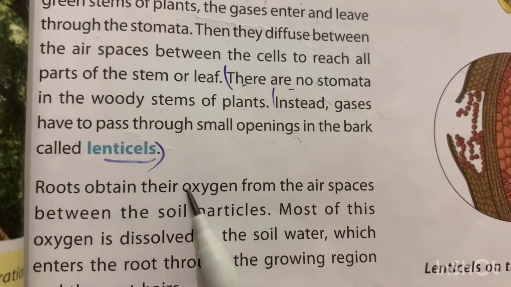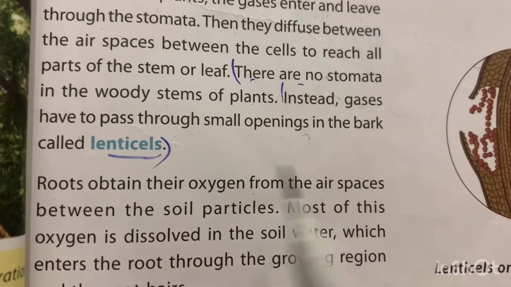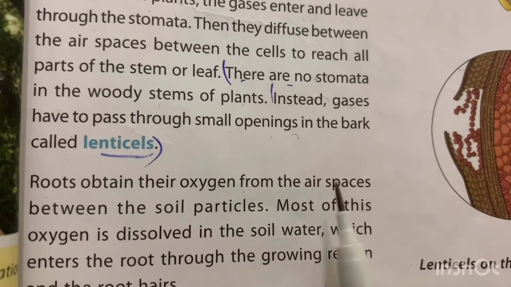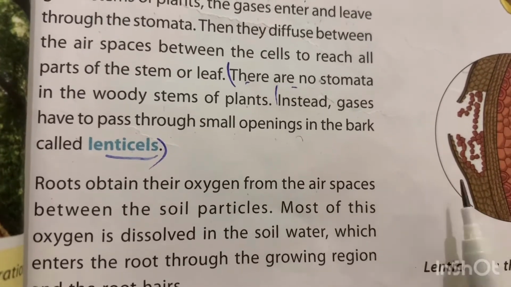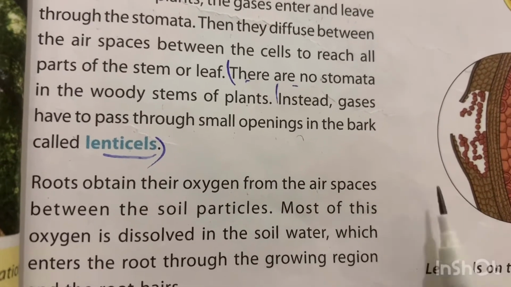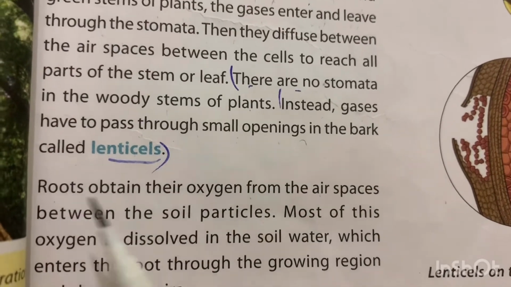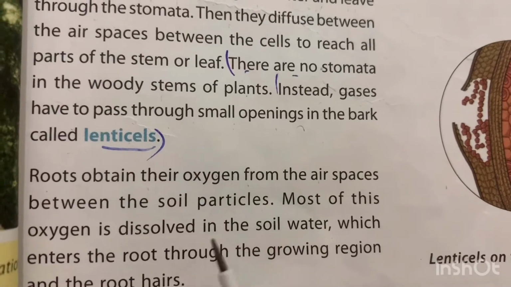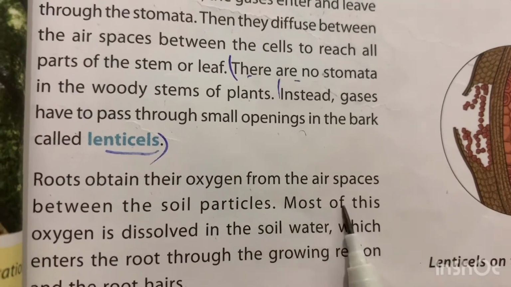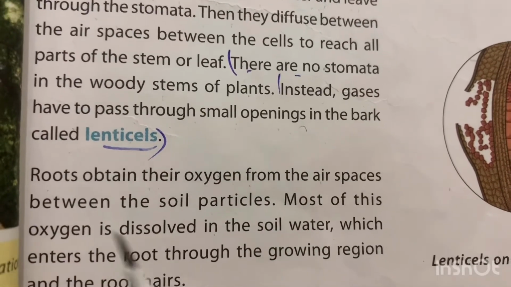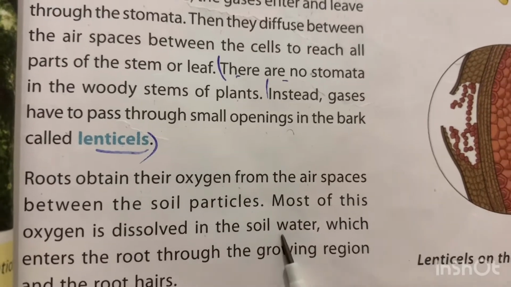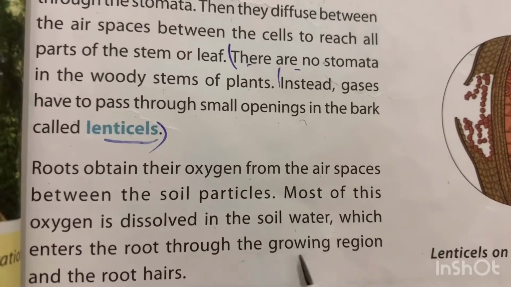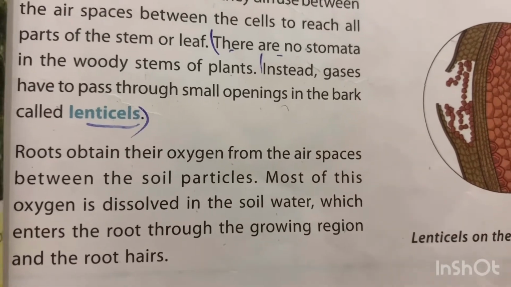Roots obtain their oxygen from the air spaces. So roots are obtaining their oxygen from the air spaces between the soil particles. In the soil particles, all the air spaces that are left behind, roots will take their oxygen from there. Most of this oxygen is dissolved in the soil water, which enters the root through the growing region of the root hairs.